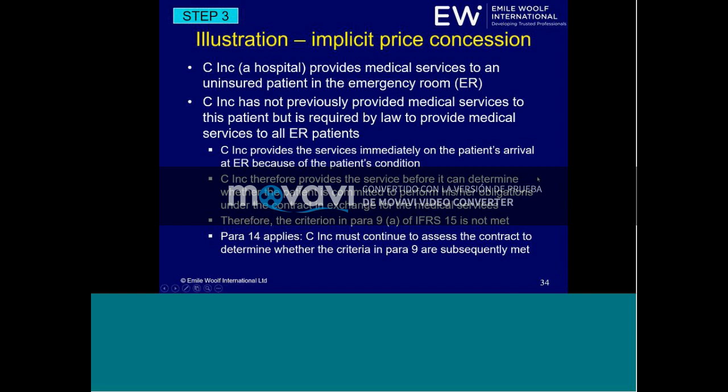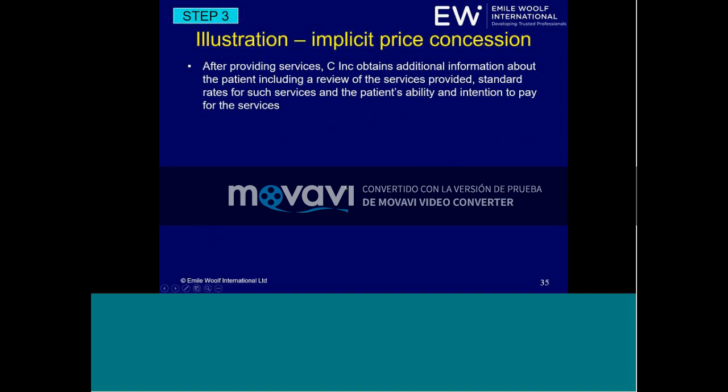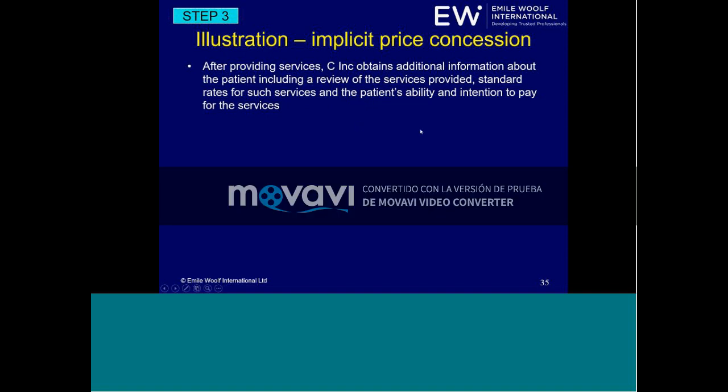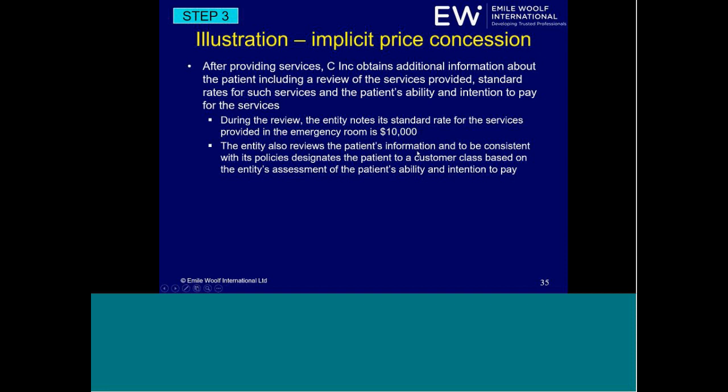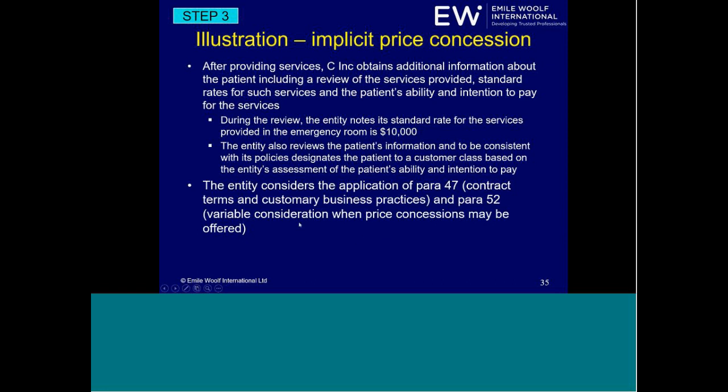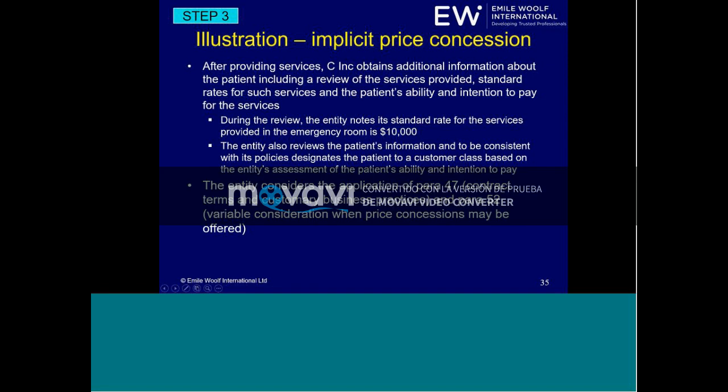C obtains additional information about the patient, including a review of the service, standard prices for these services, and an understanding of the patient's ability and intent to pay. The standard price for the service is $10,000. From the patient's information and its policies, it designates the patient into a particular customer class based on ability and intention to pay. Paragraph 47, which is the terms and customary business practice, and paragraph 52, which deals with what happens when the price might be variable, and in particular, when a price concession may well be offered.